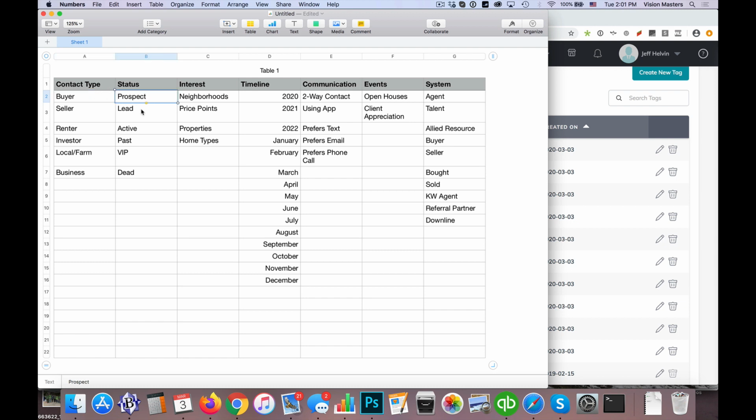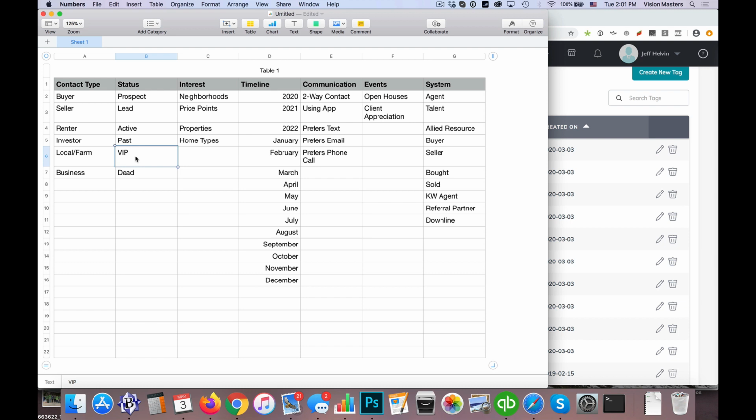In this case, we have prospect, and we have a lead, so someone that we're pursuing, we've had maybe 2-way dialogue with, and we're trying to move them toward a transaction, but they're not necessarily working with us yet. They haven't signed a contract, or maybe we're not out showing properties. Then we move into actives. That's what active would be for. Once we've closed them in the transaction process, we would consider them past.